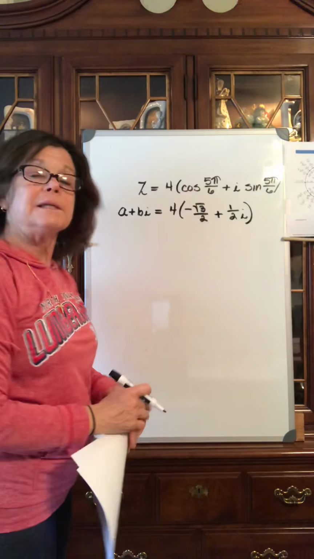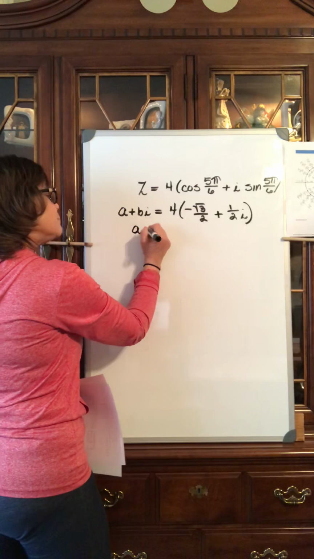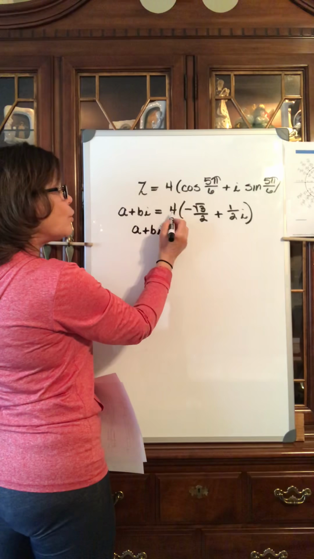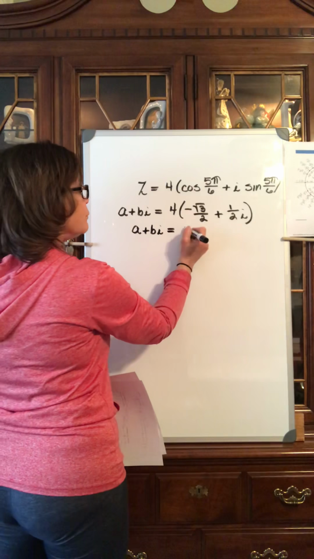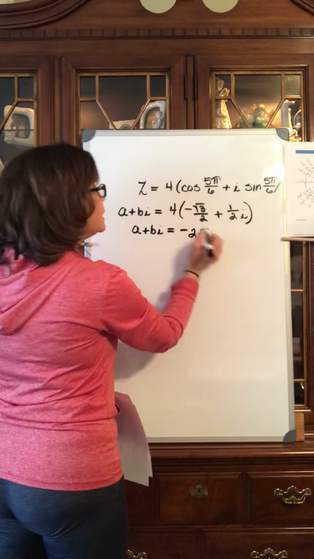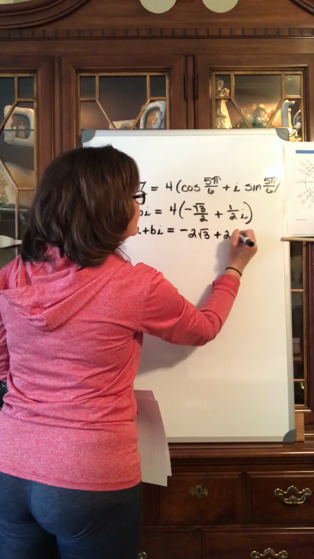And then to write this in a plus bi form, all you have to do is distribute the 4. A plus bi, 4 times negative radical 3 over 2 is negative 2 radical 3. Distribute the 4, plus 2i.